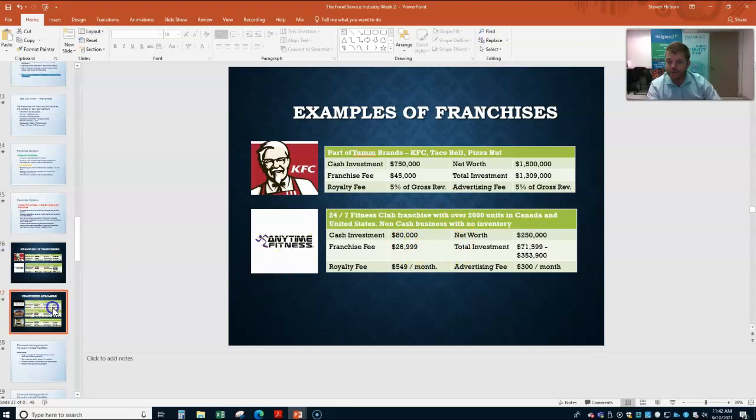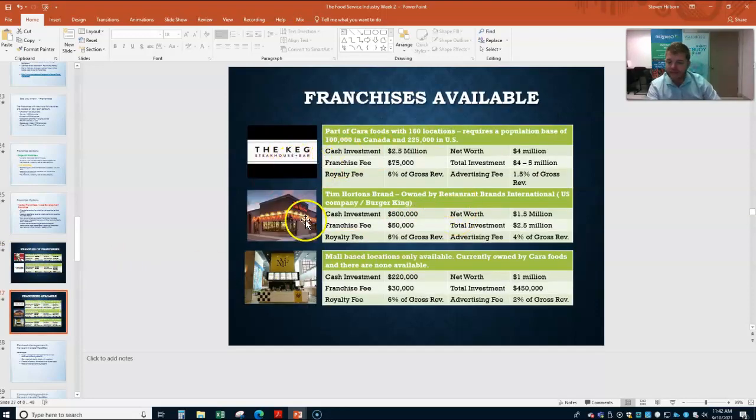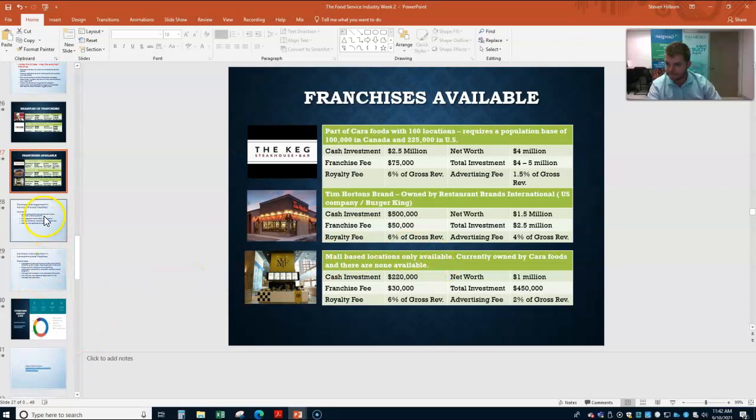Anytime Fitness is one. Here's The Keg. Tim Hortons, a New York Fries. So this is one of the less expensive ones. You only need $220,000. It's 8% total of your gross revenue. Your total investment should be close to about $500,000. And it's owned by Cara Foods, which is now called Recipe, but they're a really big brand as well. So it gives you an idea of what's going on out there and some of the prices.